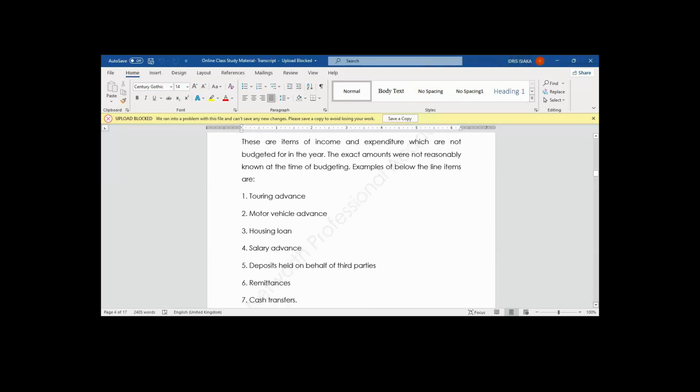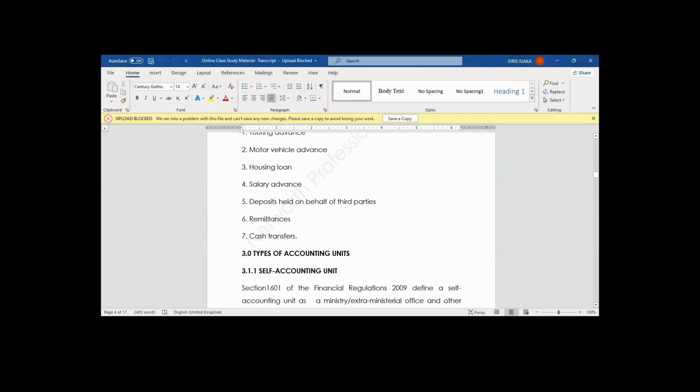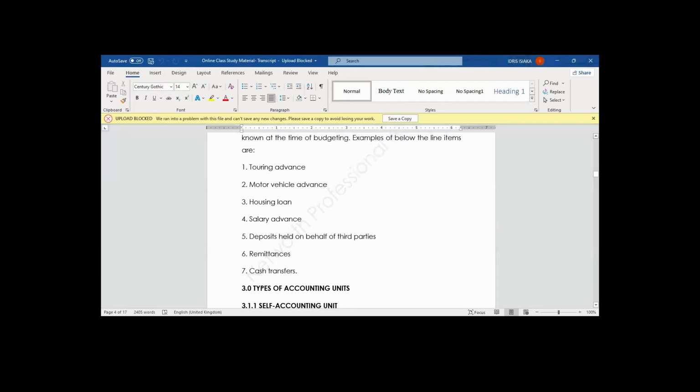Examples of below the line item: touring advance, motor vehicle advance, housing loan, salary advance, cash transfer, remittances, deposits. All these are examples of below the line item.